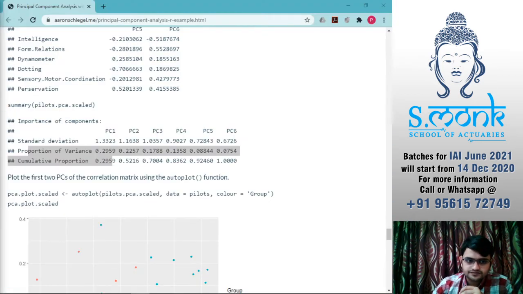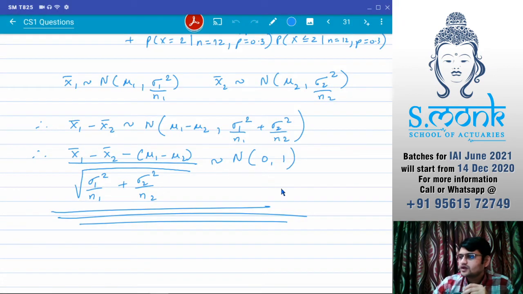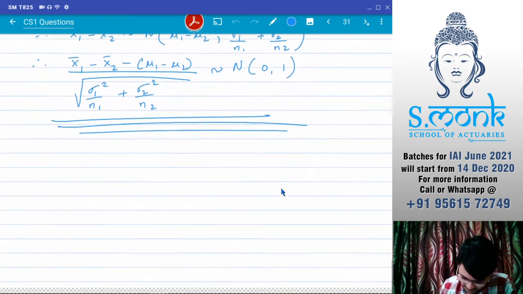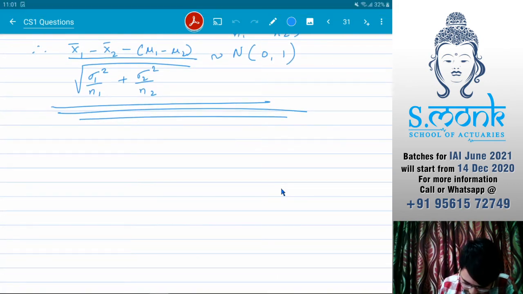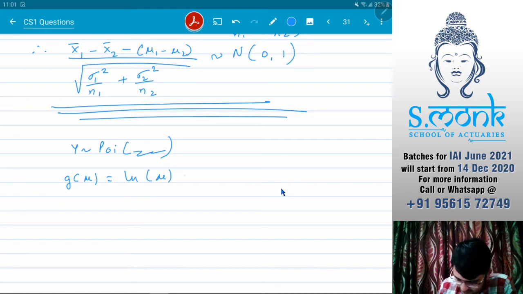Okay, now let's say we know our y is following Poisson distribution with whatever lambda in this particular case. Now the link function g of mu for Poisson distribution would be nothing but log of mu. Okay, log of mu, that we will say is nothing but eta.